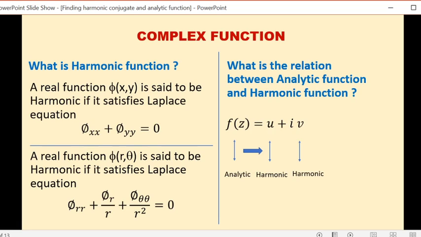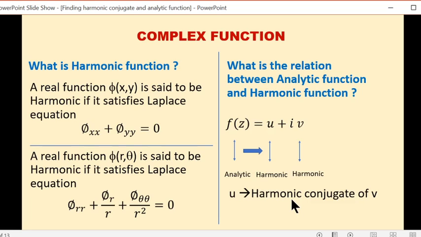So here we are having two very nice properties. The first property is, if you have an analytic function f of z, its real part is harmonic. And the second property is, if you have an analytic function f of z, its imaginary part is harmonic. Now, did you understand what is the relation between analytic function and harmonic function?